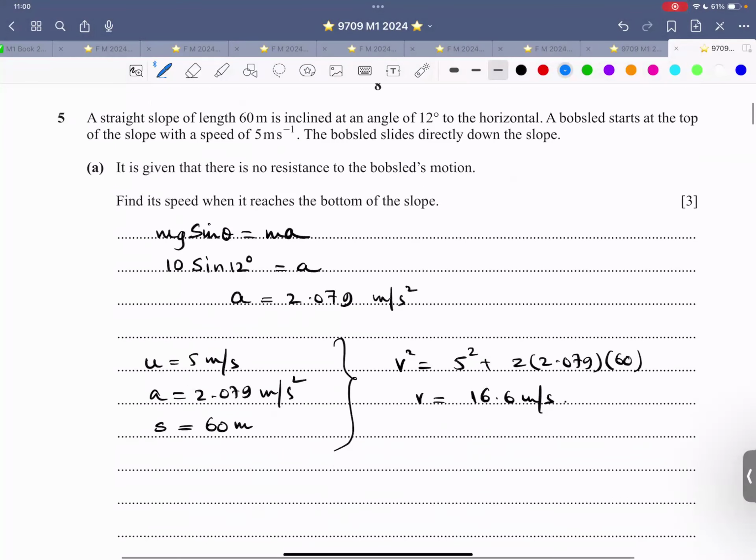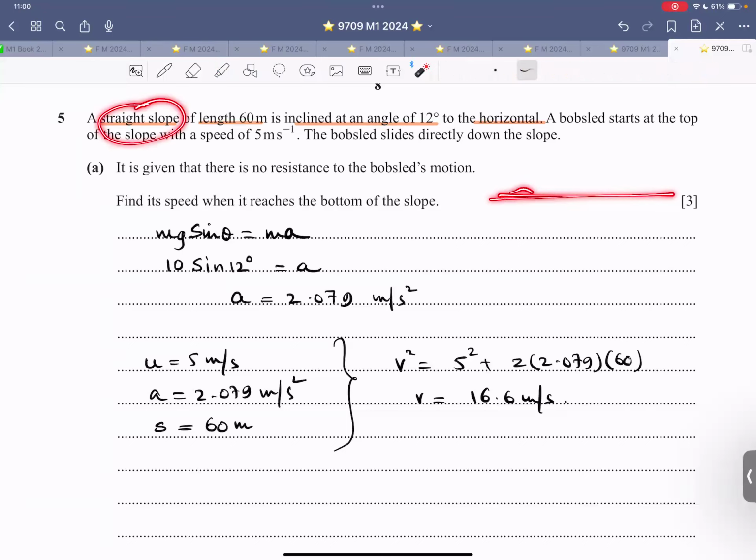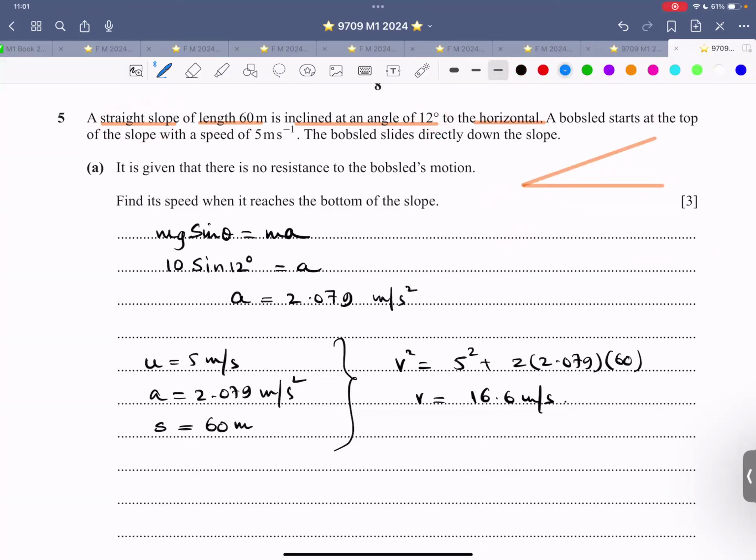Okay, question number 5. It says a straight slope of length 60 meters is inclined at an angle 12 degrees to the horizontal. Let me get my highlighter ready. A lot of people, when they hear the word straight slope, think it's straight like this. No, straight slope means it's like this, because the angle is given as 12 degrees. It's a good idea to draw a small diagram so that you remember exactly what you are dealing with. So this is 12 degrees.